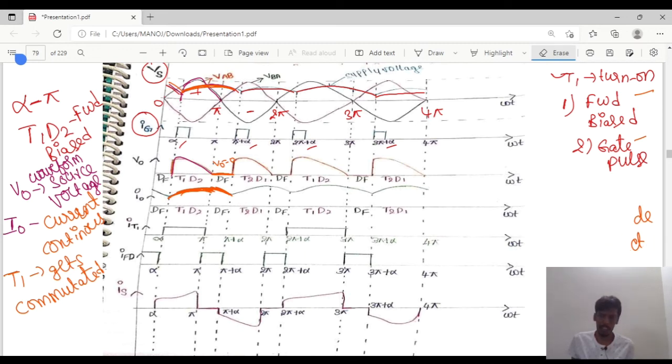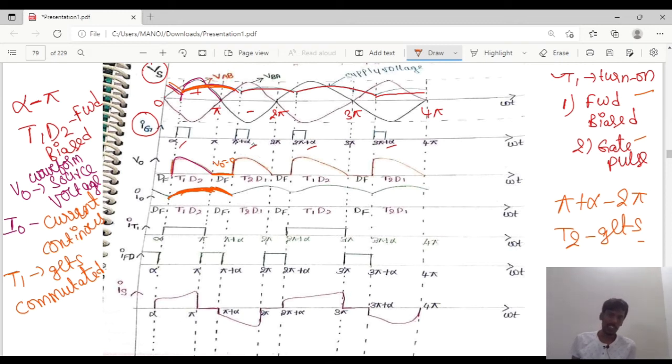If you observe from pi plus alpha to 2 pi, the gate pulse is applied here. So the thyristor T2 gets turned on, as it is forward biased and the gate pulse is applied. In the cycle from pi to 2 pi, D1 will be in conduction now, so D1 gets turned on. The T2 and D1 will conduct from pi plus alpha to 2 pi.